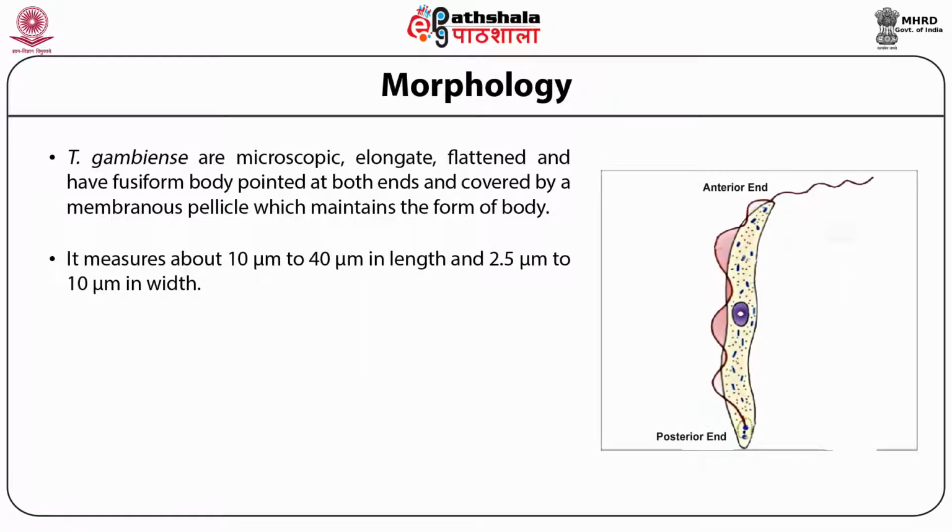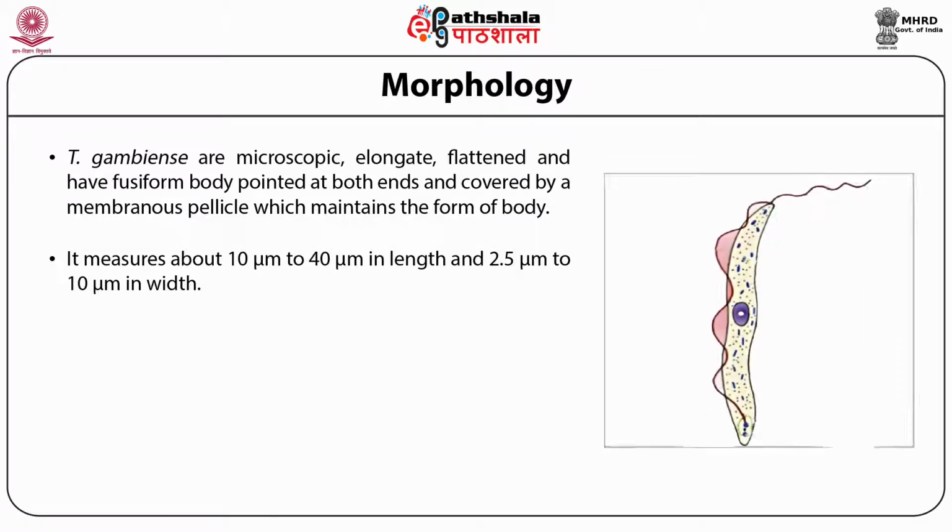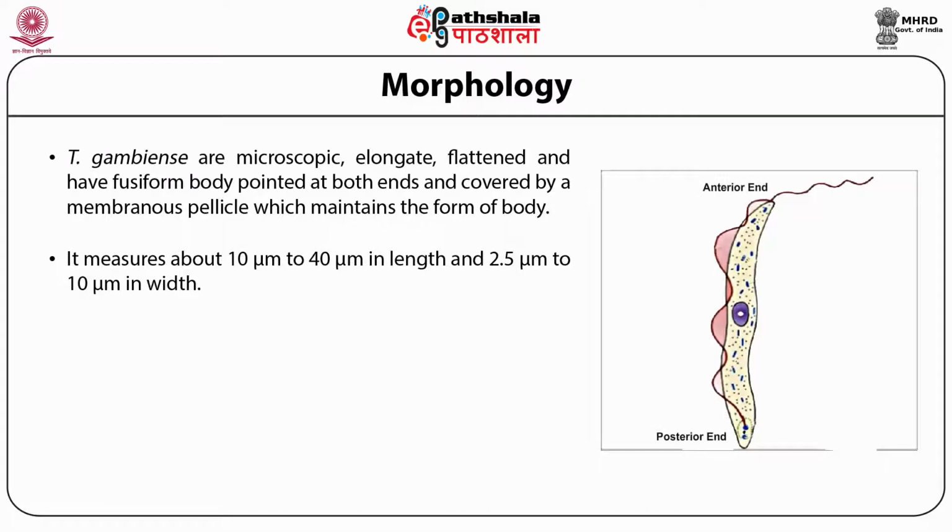A single flagellum arises from a basal body situated near the posterior end and curves in a spiral form around the body, forming an undulating membrane thrown into 3 or 4 folds depending upon the length of the parasite. The undulating membrane is believed to be an adaptation for locomotion in the blood. The flagellum is free at the anterior end.